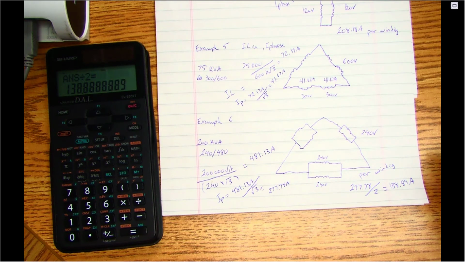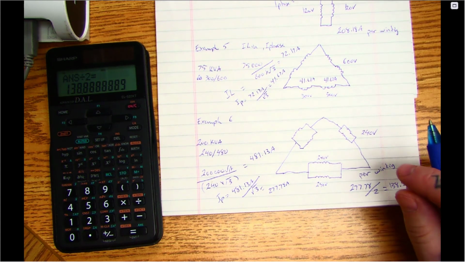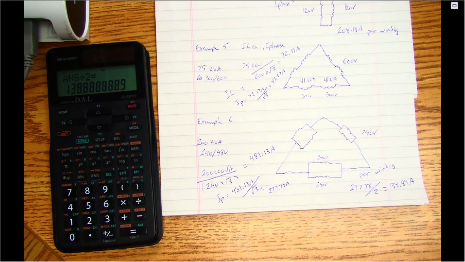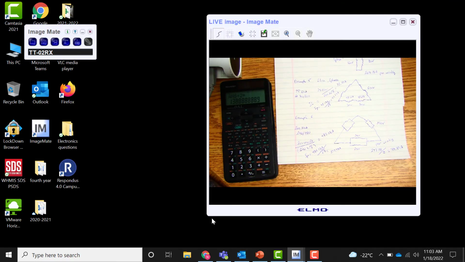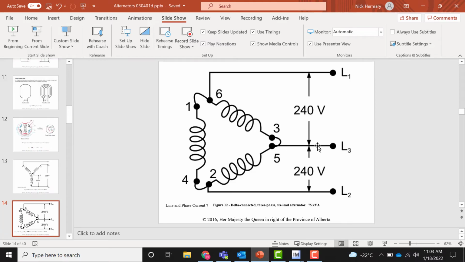Okay, so just watch the terminology on that. They potentially will ask you what's the phase value, what's the value per winding. This is just a really good review of root 3 information as well. Okay, so I'm going to go back here, finish off on efficiency, and then we'll maybe make another video. So I'm going back to my PowerPoint here.